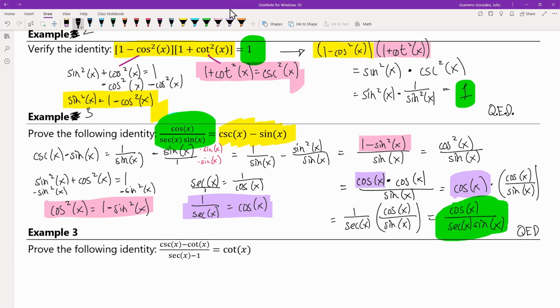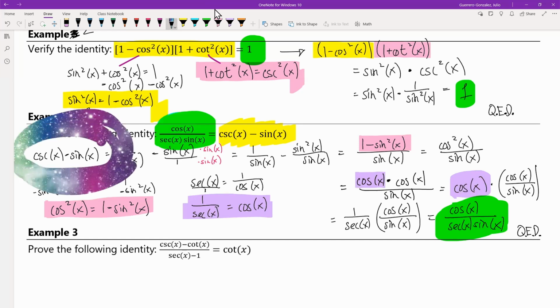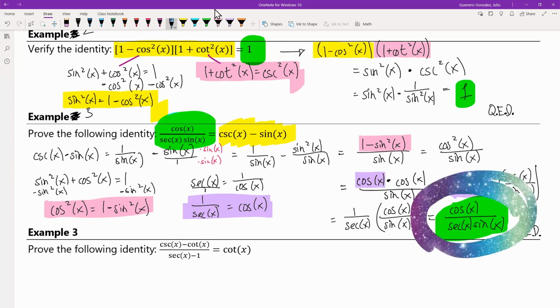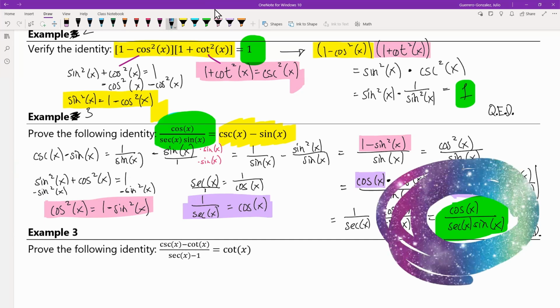QED. Quod erat demonstrandum. Okay, so notice what I did. I started with the right-hand side, and I reasoned out through trig that it is equal to the left-hand side. Got it?